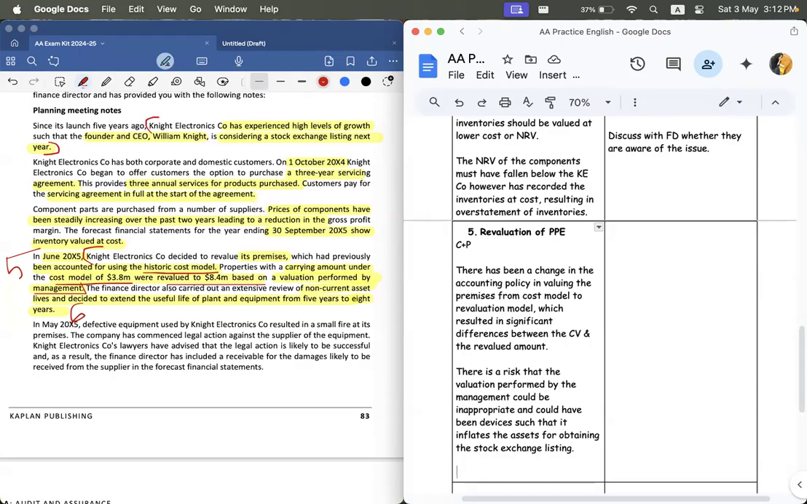That is why, when people say AA is purely a theory paper, I tell them no. If you are going to look at AA that way, then you're going to fail. Clear? It's not a theory, it's application. So what does this indicate? This would overstate the SOFP and SOPL.